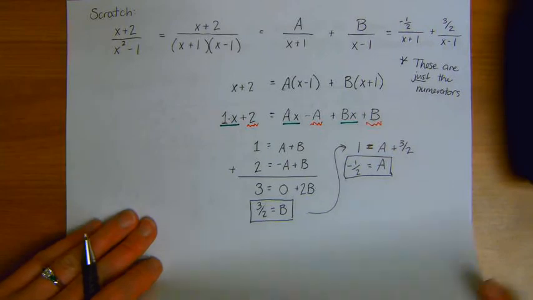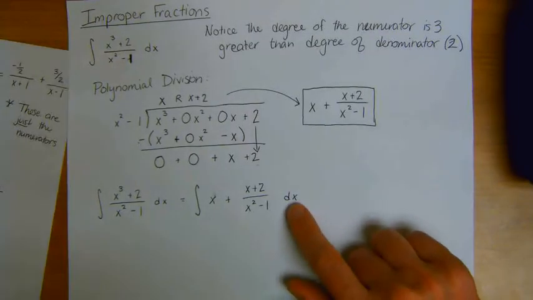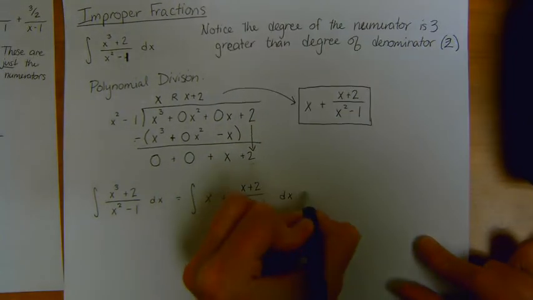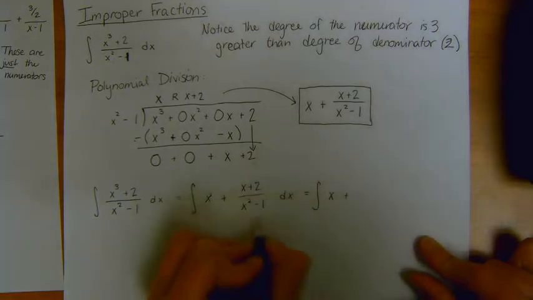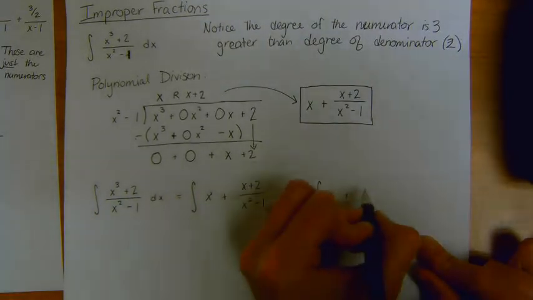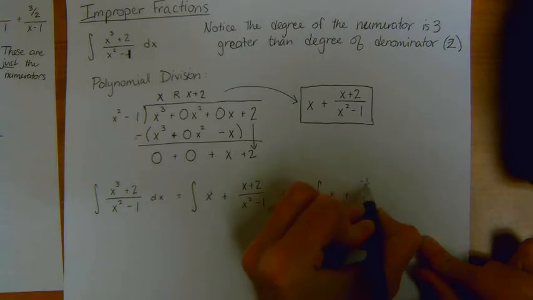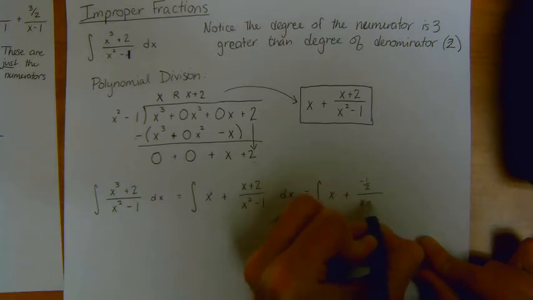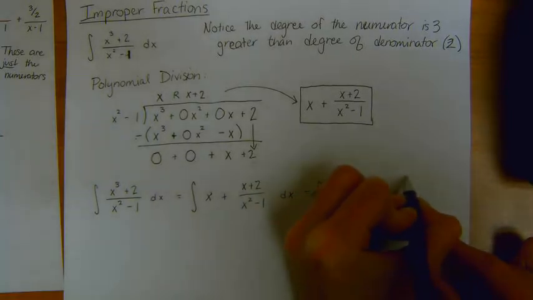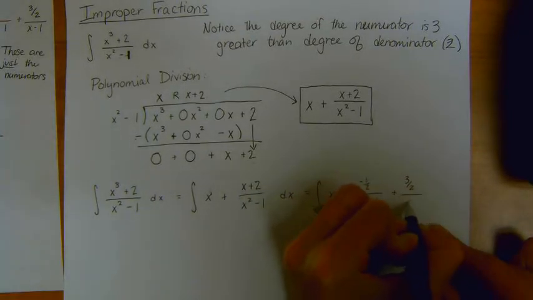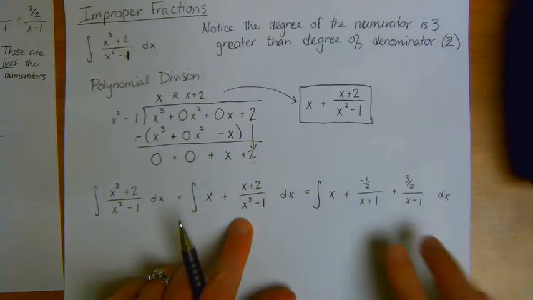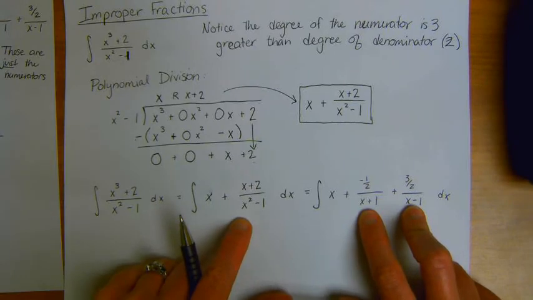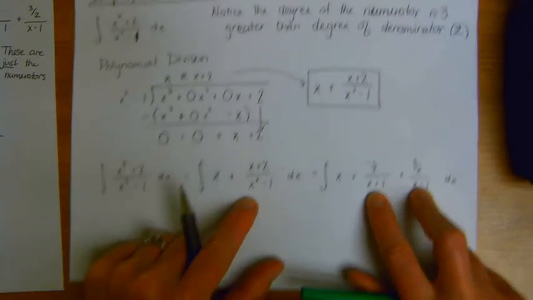So this scratch work set up our partial fractions, and I can go back to this integral right here and say that instead of writing this as the integral of x plus this one messy fraction, I'm going to rewrite it as the integral of x plus negative 1/2 over x plus 1 plus 3 halves divided by x minus 1 dx. I took this fraction and rewrote it as my partial fraction decomposition. So now we can integrate.